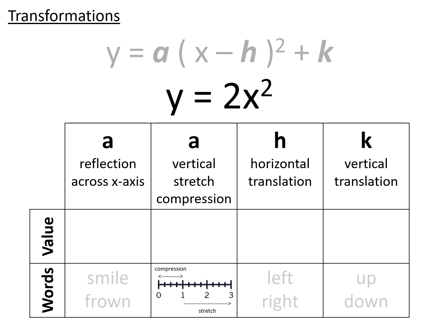In today's lesson, we'll be learning how to transform a quadratic relation. This is the equation of a quadratic relation. Its a value is positive 2. Because this is positive, that means the parabola is smiling or opening upwards. It also means that there is a vertical stretch by a factor of 2.